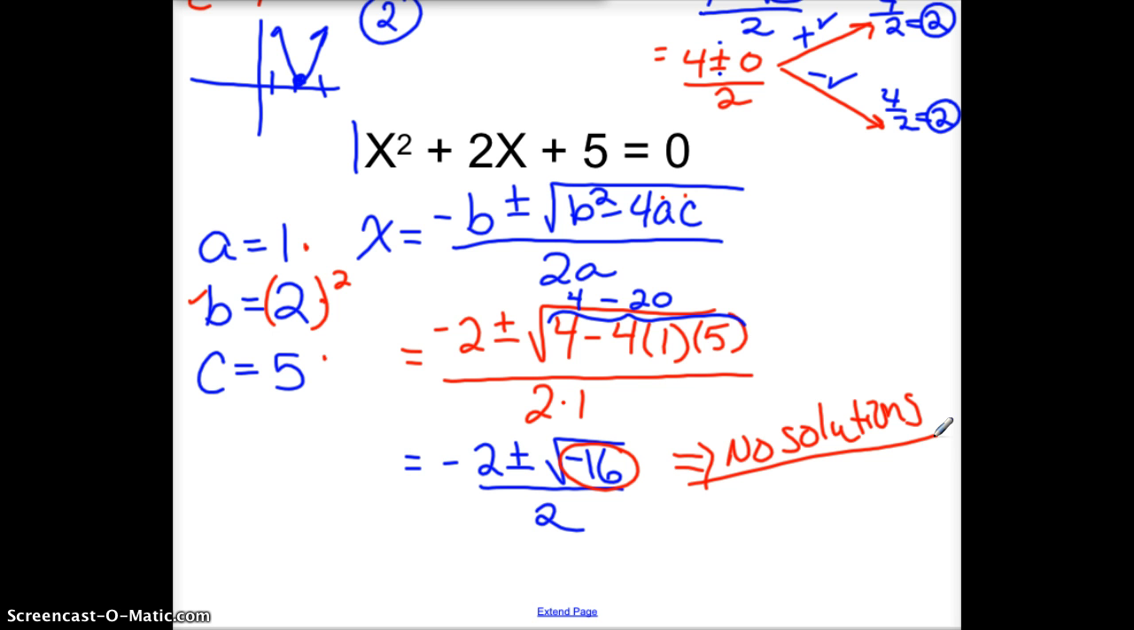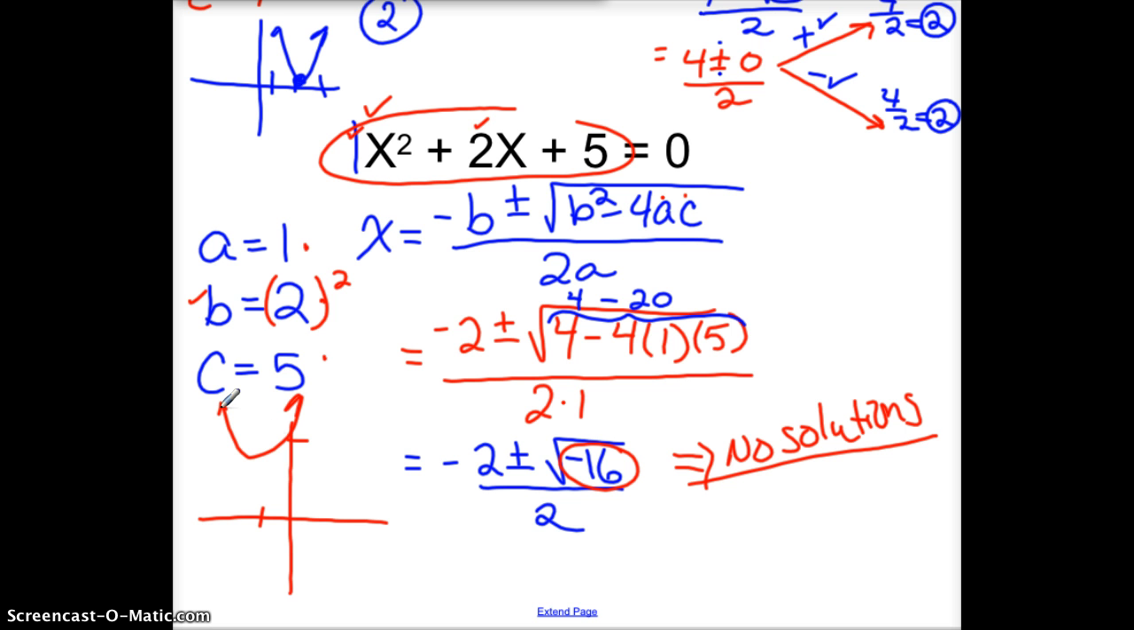And by the way, had I graphed this, we kind of know what it's going to look like. It opens up. It's got a vertex at negative b over 2a, which actually puts it at negative 1. If you were to graph it, it's going to look something like this, and it's never ever going to hit this x-axis.